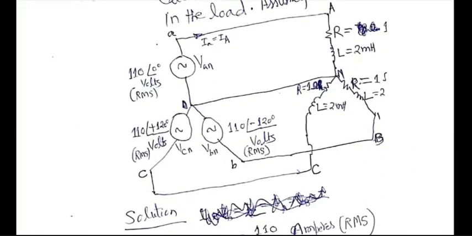R is 1 ohm, although the scan is not done correctly, so you don't see ohm. Take it from me that R is 1 ohm in all the three branches, and L is 2 millihenry in all the branches. Something has been missed in scanning, but you can fill it up yourself.